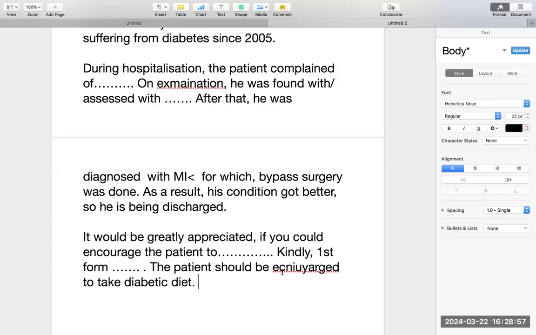The patient should be encouraged. Sorry, I will make it better. Encouraged. So be plus third form. This is passive voice. If there is any other point, it is also important for the patient to go for a regular walk, whatever has been given.